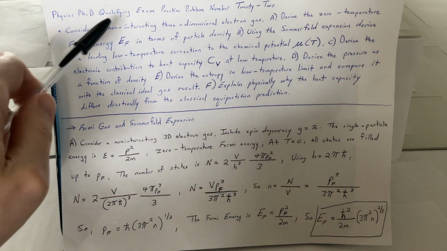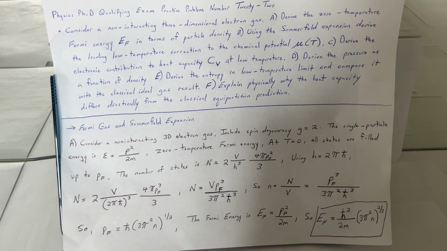So we have physics Ph.D. qualifying exam practice problem number 22. So let's begin. Consider a non-interacting three-dimensional electron gas. Part A, derive the zero temperature Fermi energy, E sub F, in terms of particle density.